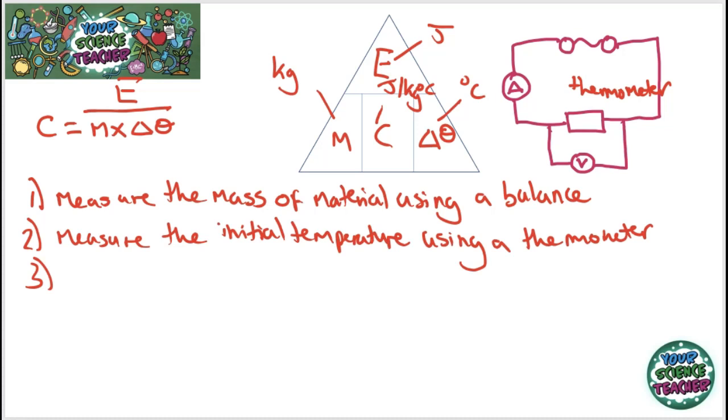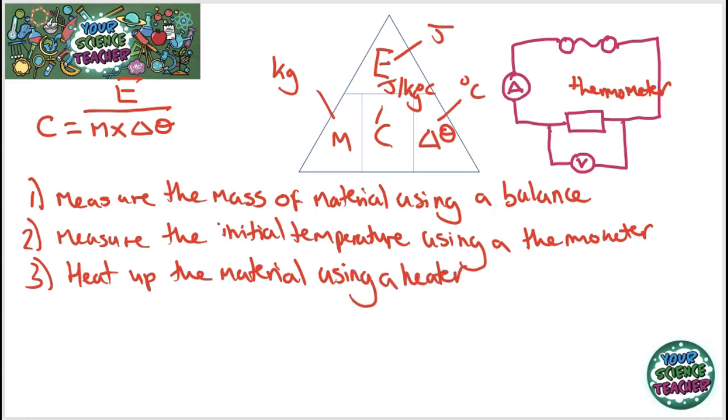Next, you are going to heat up the material using a heater. Now, this experiment is not always the best because you will lose some of the heat to the surroundings. So this is definitely how we can get random errors in our results. Also, we often calculate a specific heat capacity that is much higher because we have lost a lot of that heat to the surroundings. So we heat up the materials using a heater.